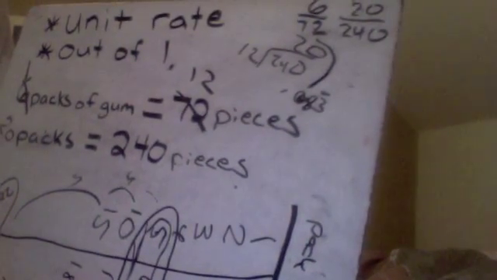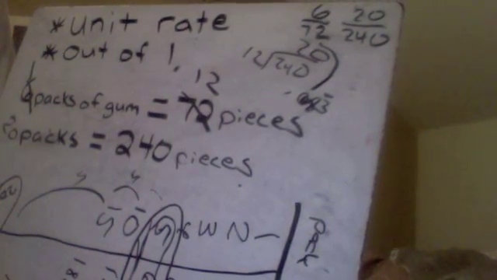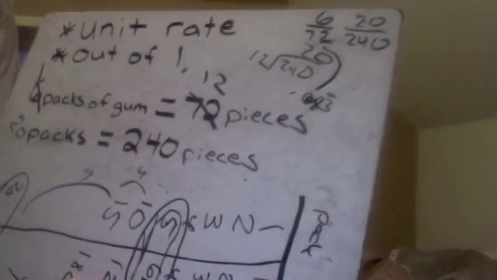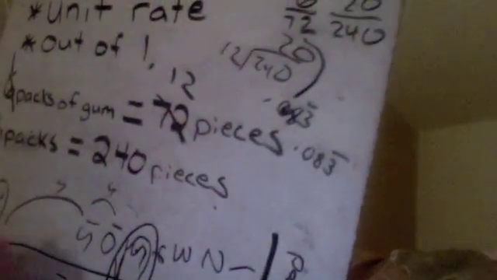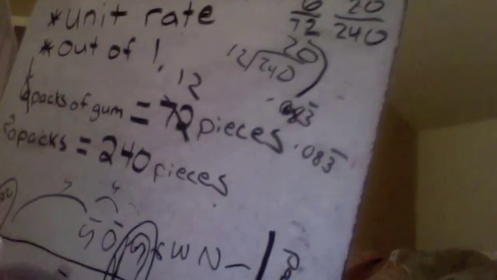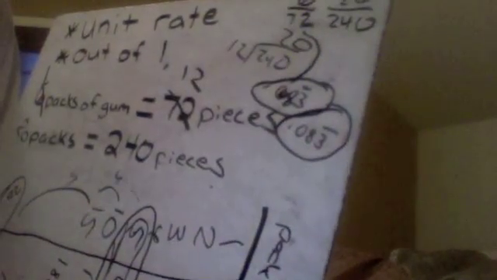Now I'm going to do it with the other one. Do it with your 20 over 240. 20 divided by 240, and I get the same thing, 0.083. That's usually a pretty good indicator of whether you followed the correct ratios or not. If you divide the two numbers out and then you divide the other two numbers out, and they come out to be the same thing on a calculator, chances are you probably got it correct.